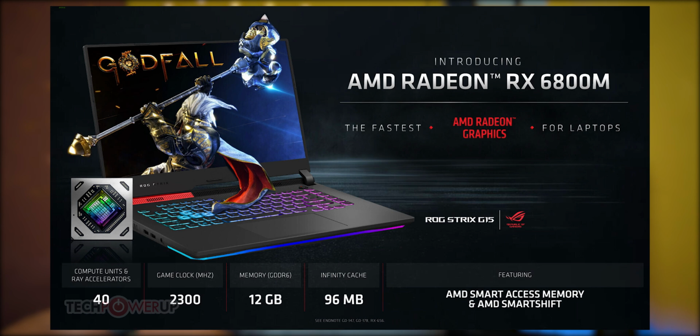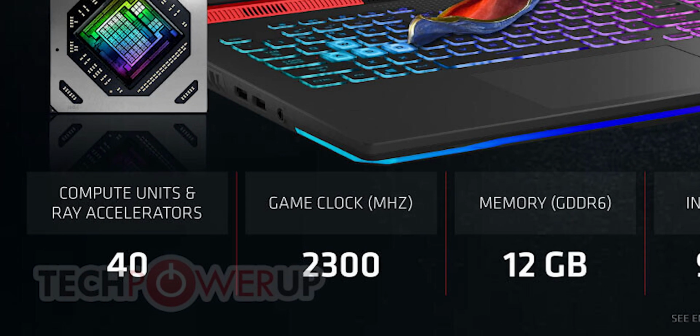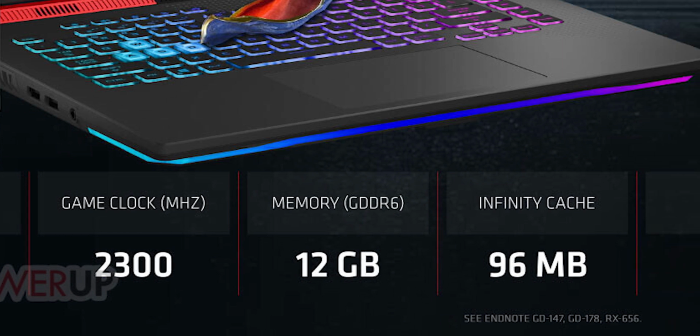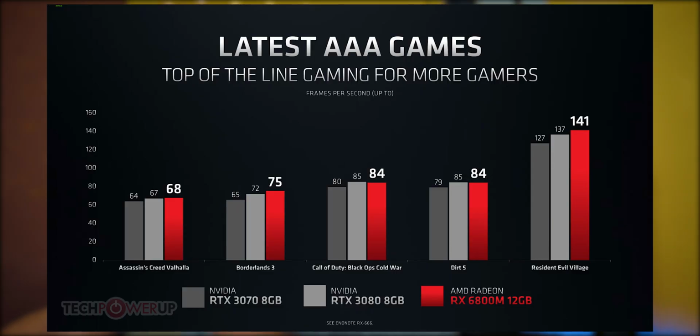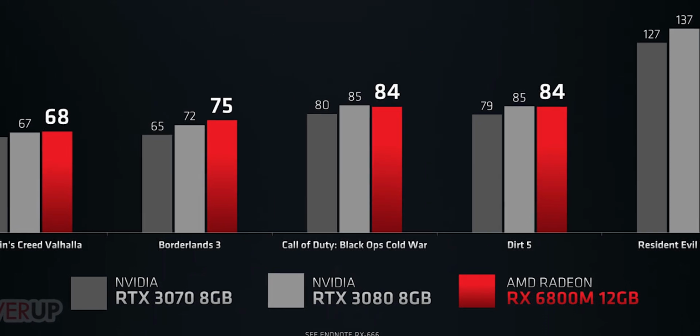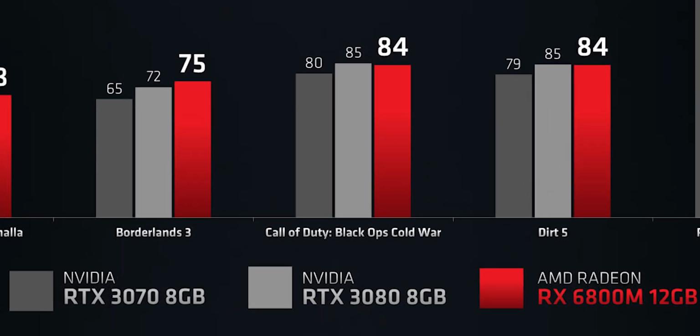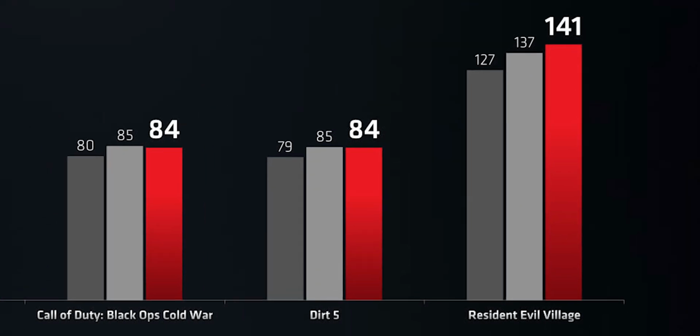Now, the RX 6800M has 40 CUs with 2.3 GHz of game clock, with 12 GB of memory and 96 MB of Infinity Cache. And as per AMD's benchmark, these GPUs are very much competitive with the RTX 3080 and 3070. Like in some games, the 3080 is a little bit better by 1 frame, and in other games, the RX 6800M is better. Although remember one thing, these are first party benchmarks, so never trust them. It's just a baseline. Never believe them. Wait for third-party reviews.